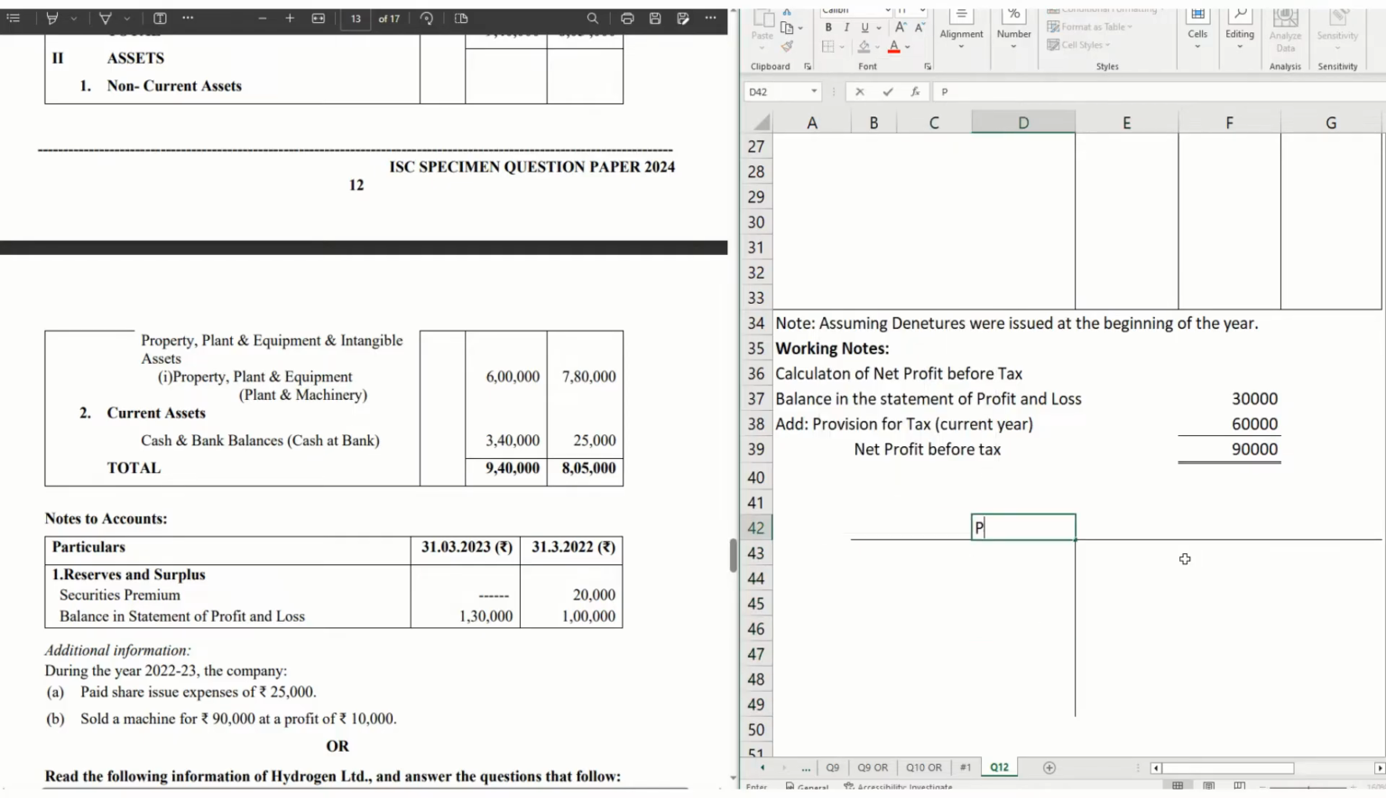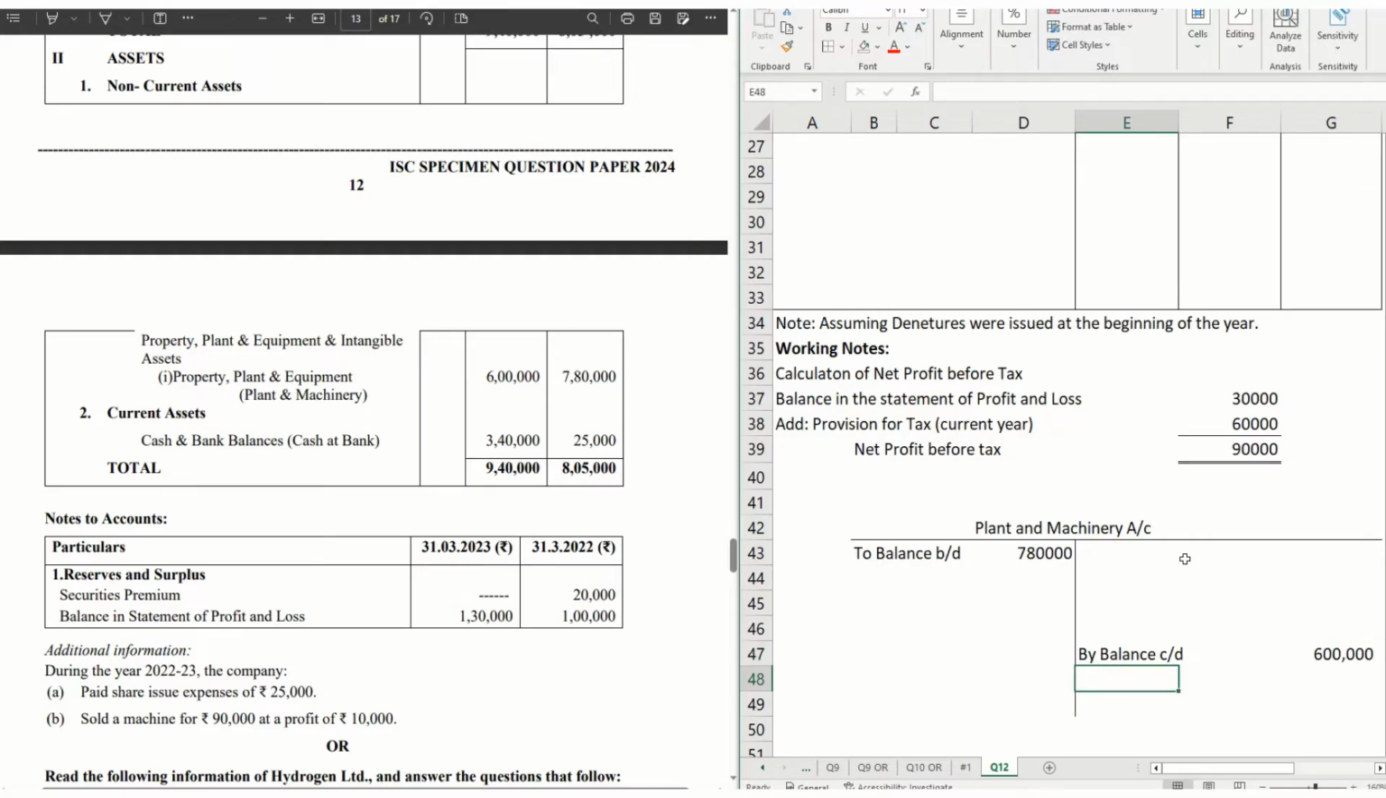Plant and machinery account. Okay, so the first will be to balance PD, which is how much? 7,80,000. Okay, then we have the balance CD given as well. So let's write that by balance CD, which is 6 lakhs.